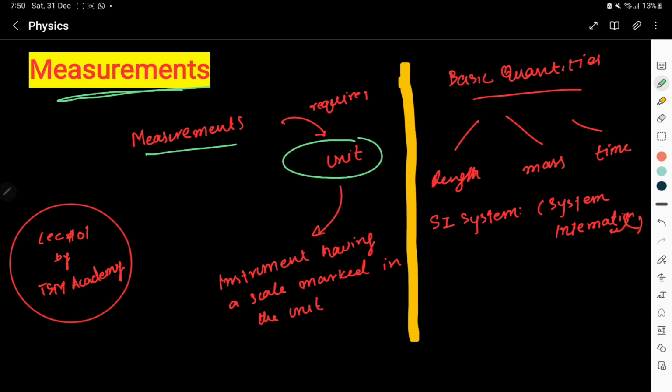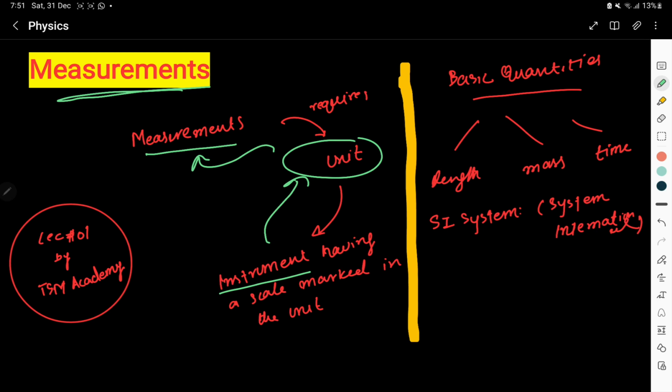So the first step is to select and choose a unit for the respective quantity, and once we have done this, we will use an instrument having a scaled mark in the unit, an instrument on which the marking is done in the respective unit. Let's suppose I use a meter rule on which the reading is marked in meters, which I will use to find the measurement, that is the length of any object. This is how it is going to work.